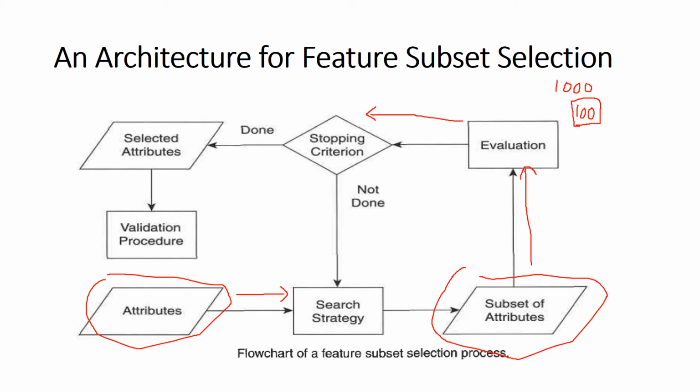Once the stopping criteria is reached, we get the selected attributes, and these selected attributes are sent for the validation procedure. In the validation procedure, if the attributes that we have selected are fine, then the process stops here. Otherwise, we start one more search strategy, and we see to it that we get the best possible subset of attributes among all the available attributes.